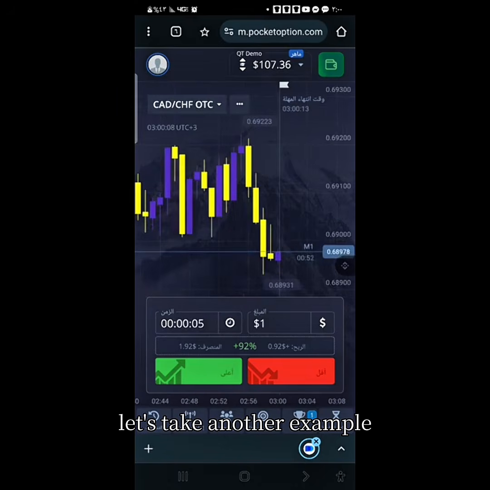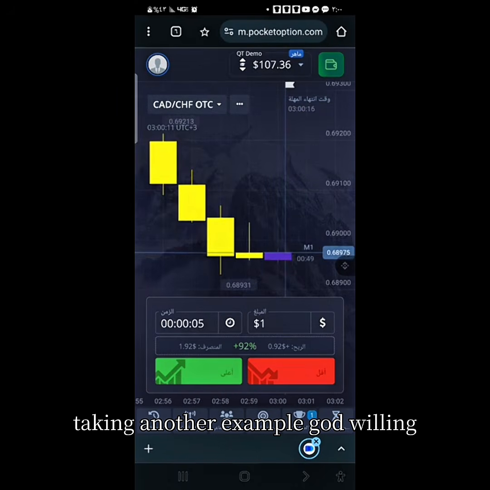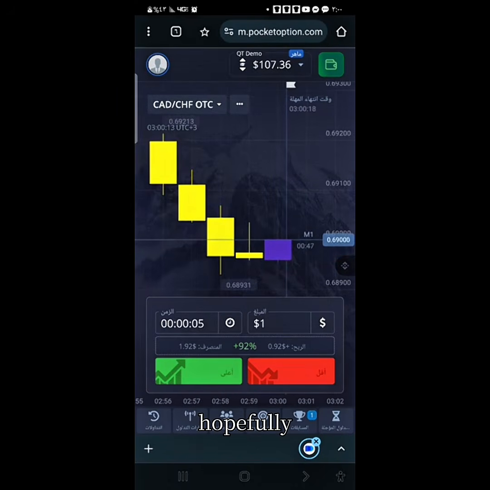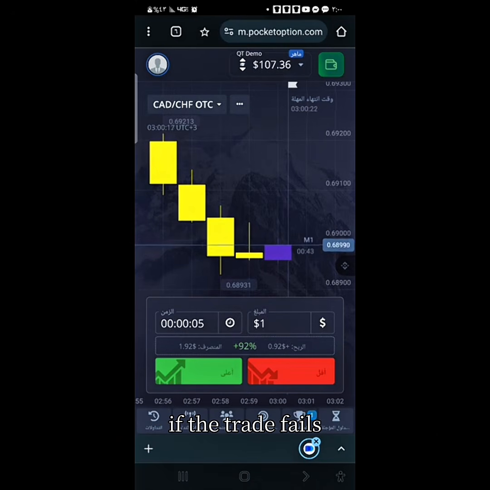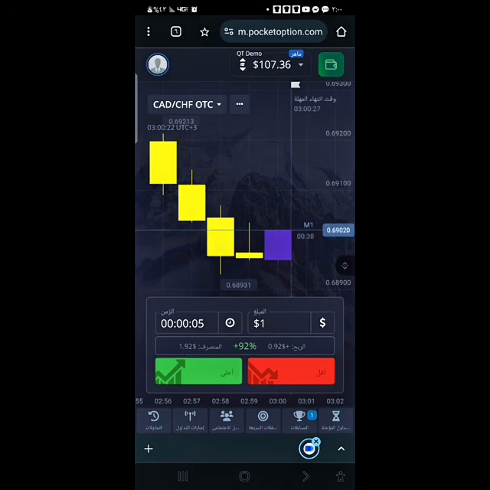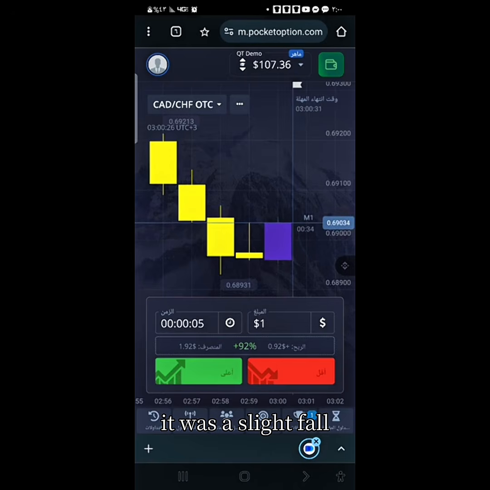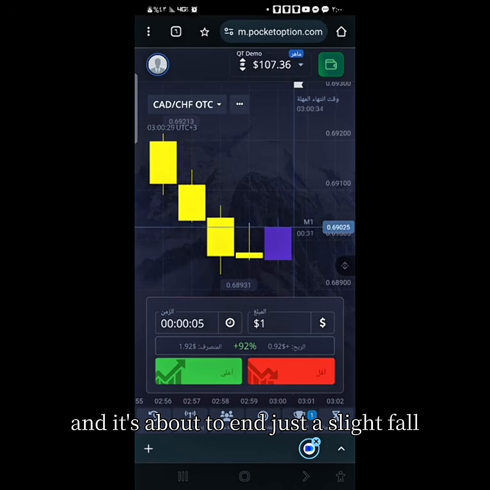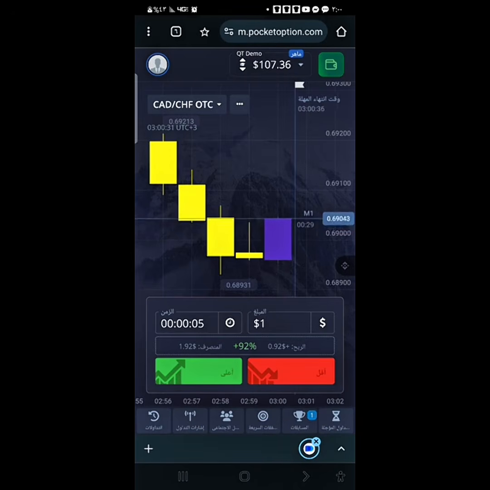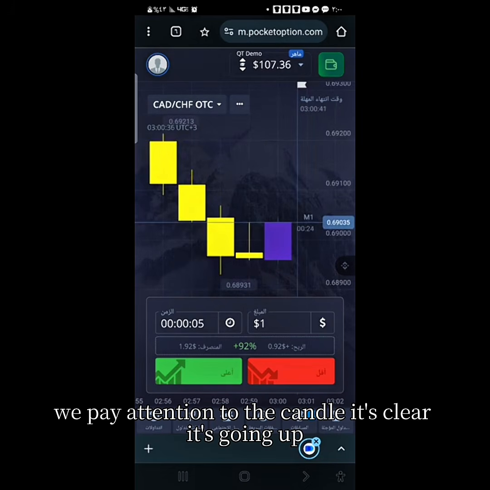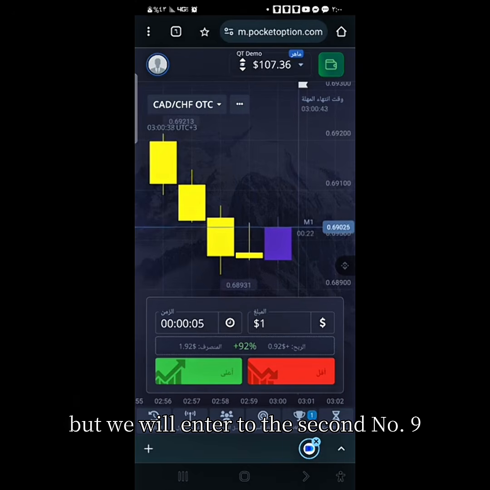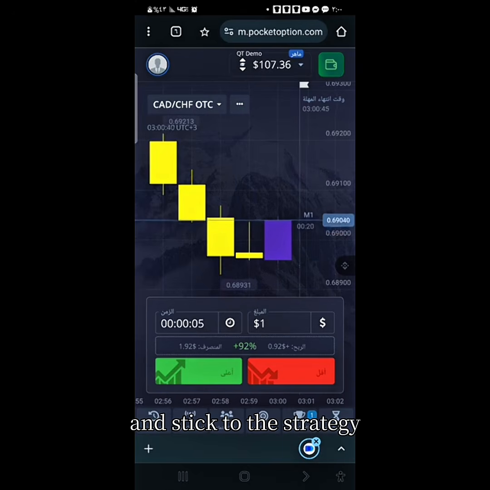Let's take another example, God willing. Hopefully, this example stands out so we can tell you what to do if the trade fails. It was a slight fall, and it's about to end. Just a slight fall in the second number 9. We pay attention to the candle. It's clear it's going up, but we will enter in the second number 9 and stick to the strategy.